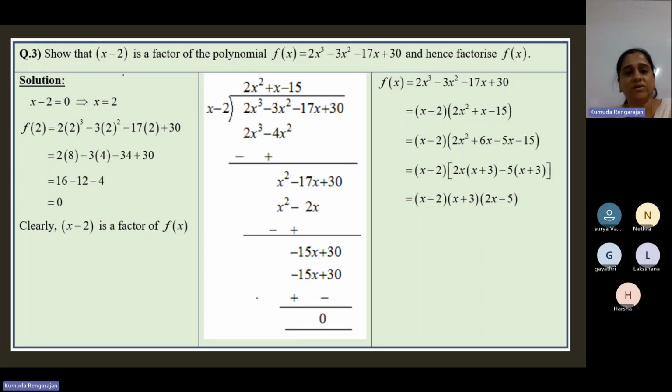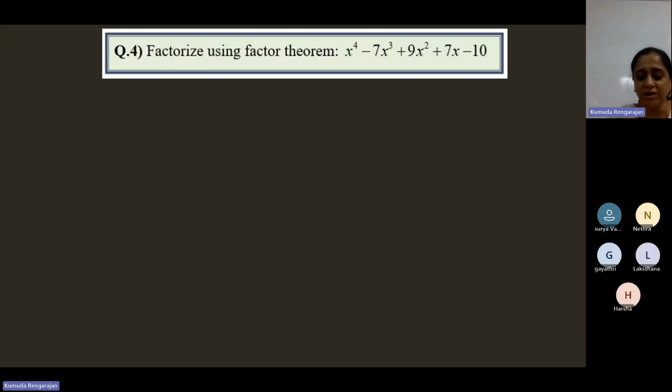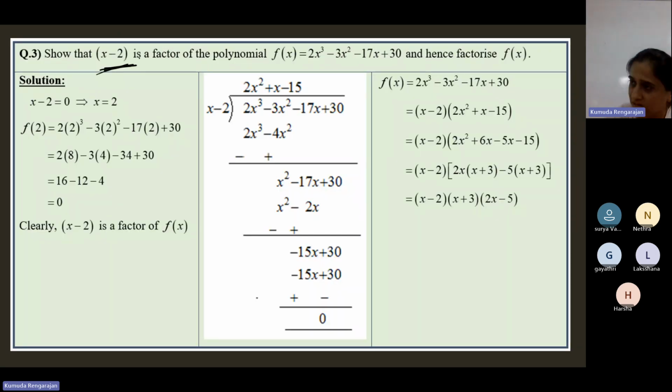So here the question is, they've already given you one factor. Show that x minus 2 is a factor. So you don't have to find one by yourself. They've already given you x minus 2. You have to show it's a factor. So how will you do that? You should find f of 2. Show it's a factor means the answer will be 0. So that means x minus 2 is a factor of f of x.